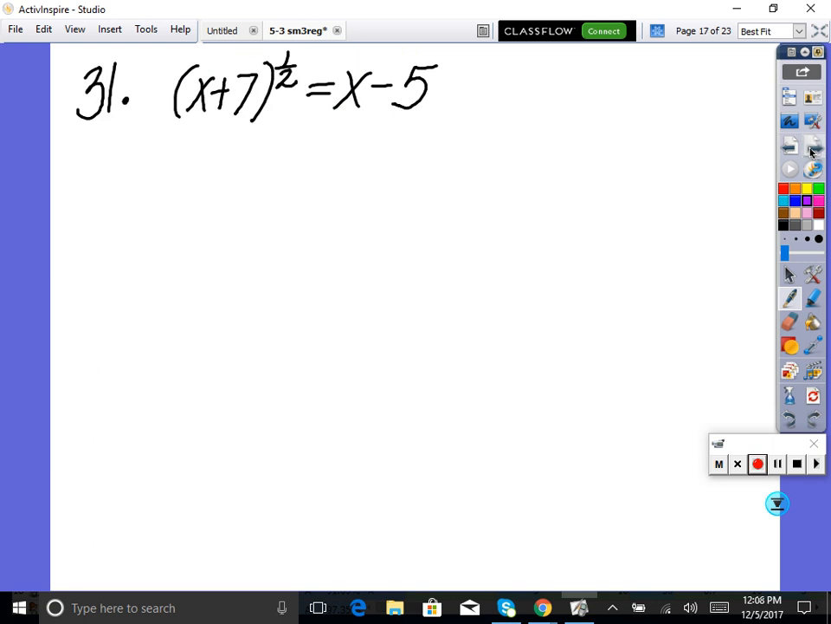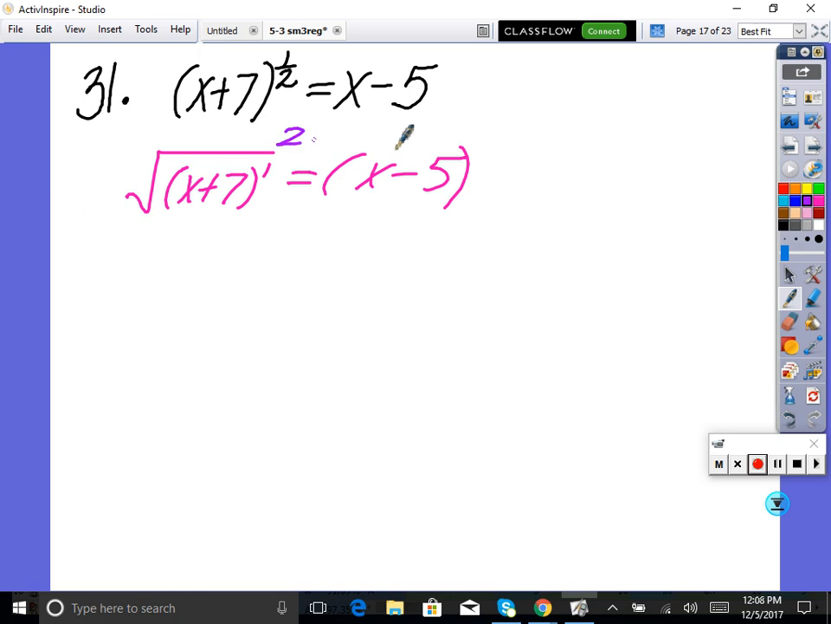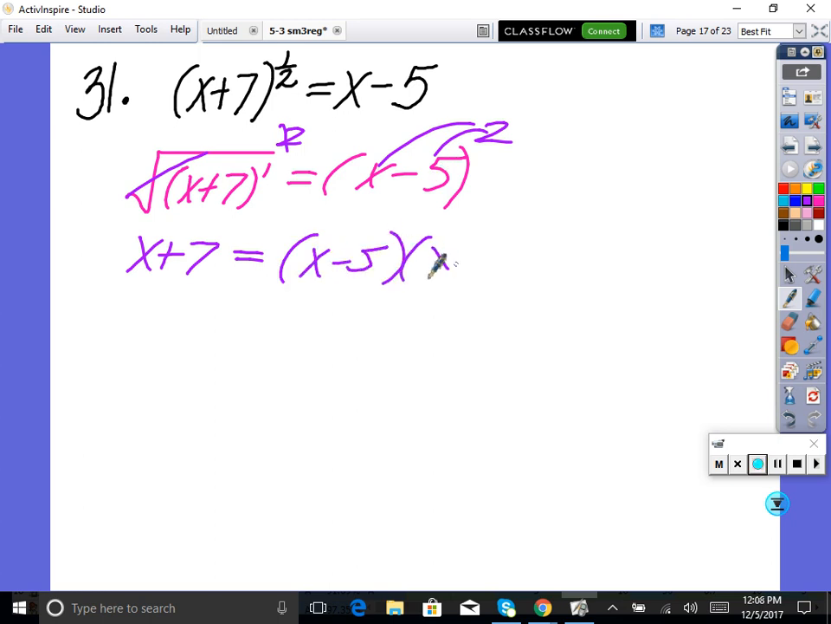Okay, let's do number 31, but I'm going to let you do it by yourself. How should I rewrite this? The square root of x plus 7 to the first equals x minus 5. What's my next step? Square both sides, undo the radical. So we have x plus 7 to the first power, which is just x plus 7. That equals, can I square that, square that? Nope. So we would rewrite this as x minus 5 times x minus 5. So it's a quadratic again. We've got to get this set equal to 0 and solve. So you guys finish that one off. Ready, go.